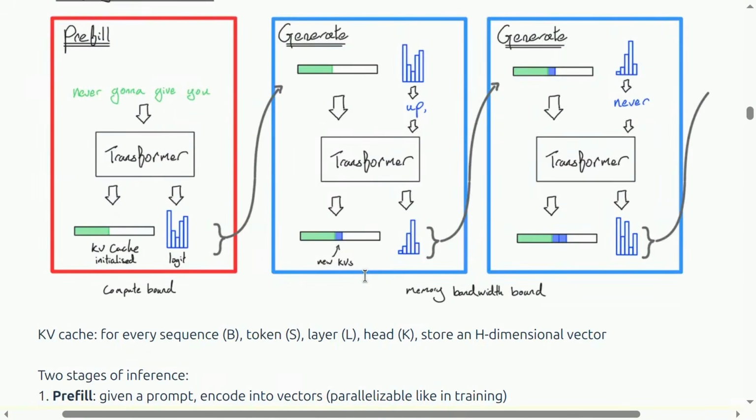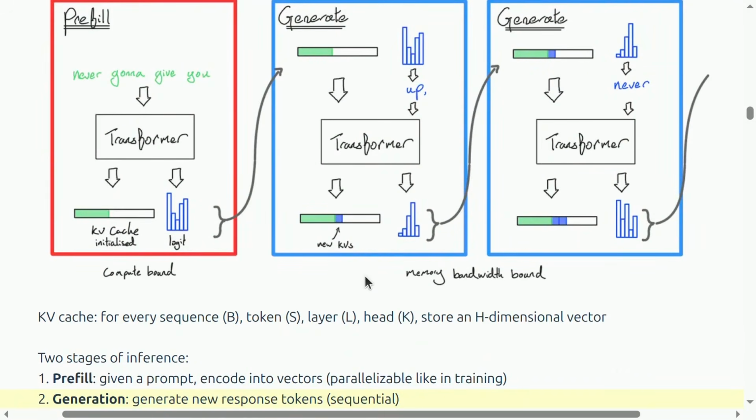Okay, so is everyone comfortable with a KV cache? Any questions about this?